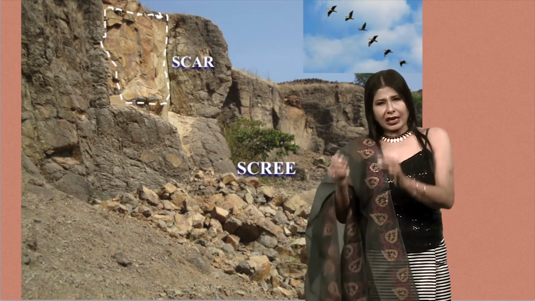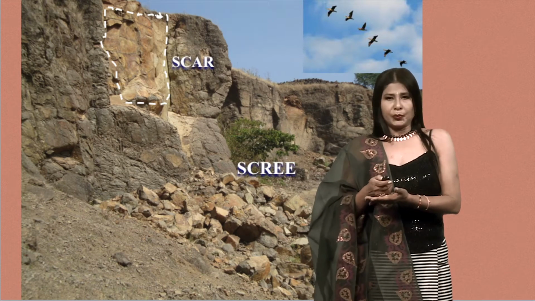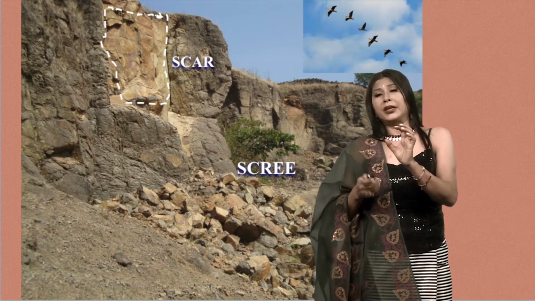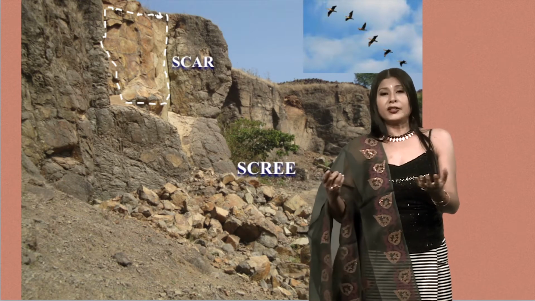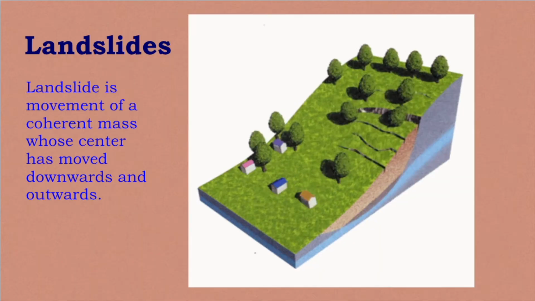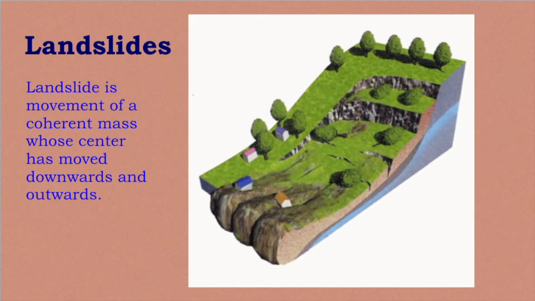So, scree or talus is an invariable, inseparable part of mass movement. The scree will become, in due course of time, more weathered; it will become smaller and smaller. Sometimes the scree can be very steep, it can be gentle.